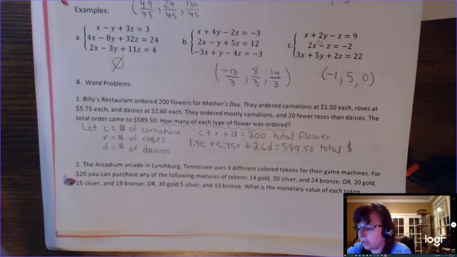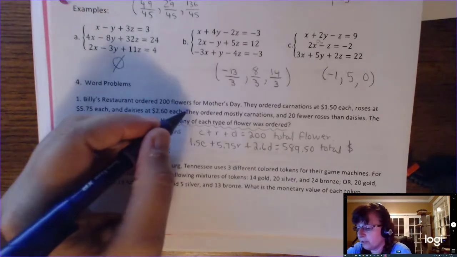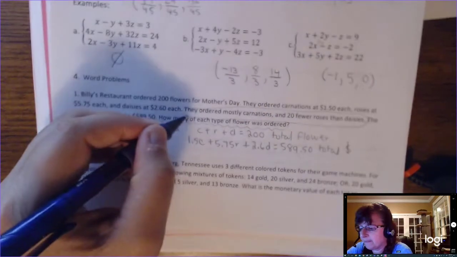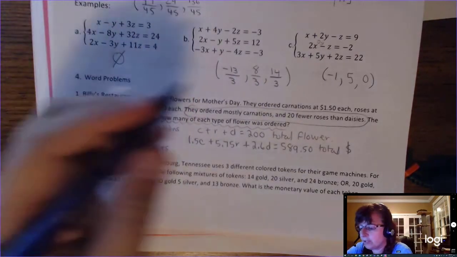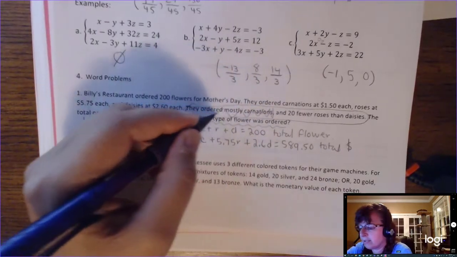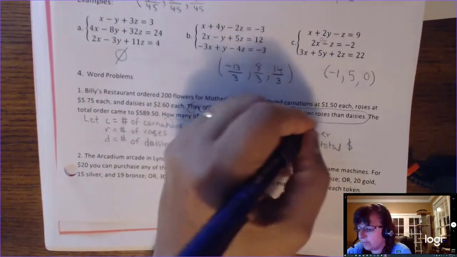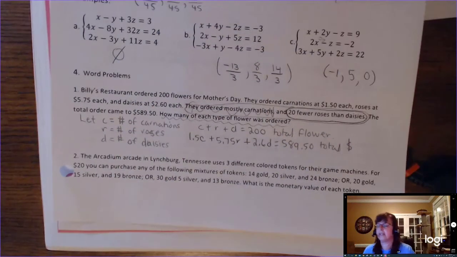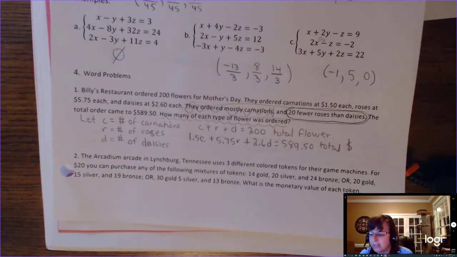The third equation is really the most difficult. So it comes from this sentence right here. They ordered mostly carnations and 20 fewer roses than daisies. So that's not it. This is so hard for students, and it was hard for me. And then I had to teach it, and I have come up with a way to help me and everyone else. 20 fewer roses than daisies.